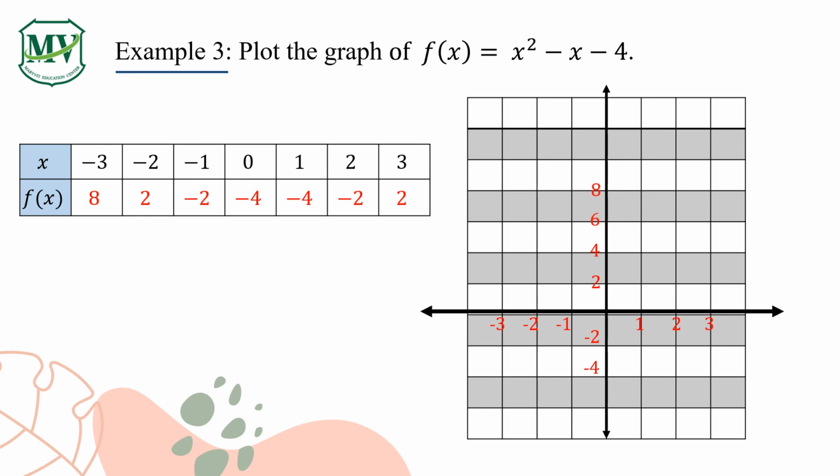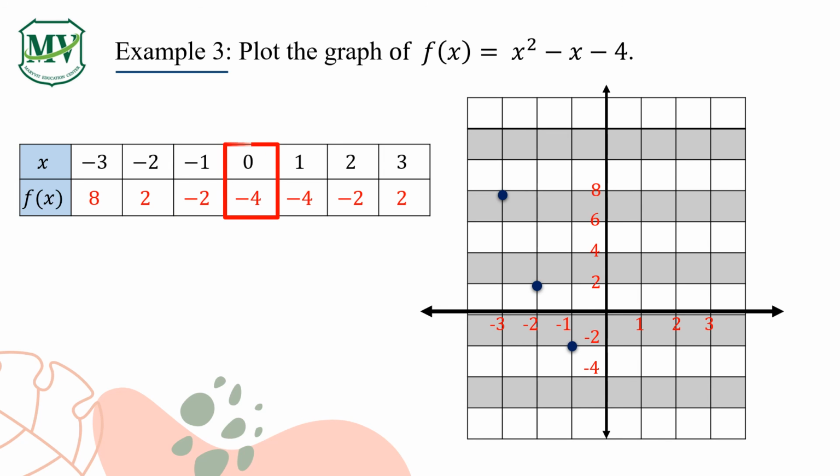Now, let us plot the graph of the quadratic function f of x is equal to x squared minus x minus 4. Negative 3 and positive 8. This is where the point of negative 3 and positive 8 is. Next is negative 2 and positive 2. This is where the point of negative 2 and positive 2 is. Next, negative 1 and negative 2. This is where the point of negative 1 and negative 2 is.